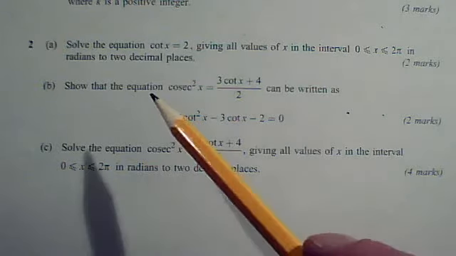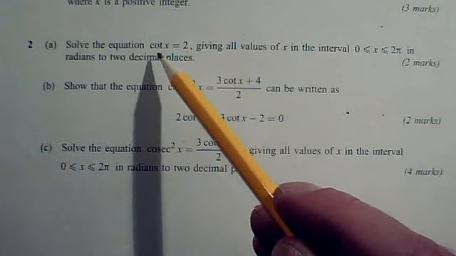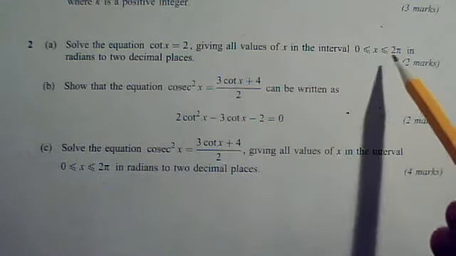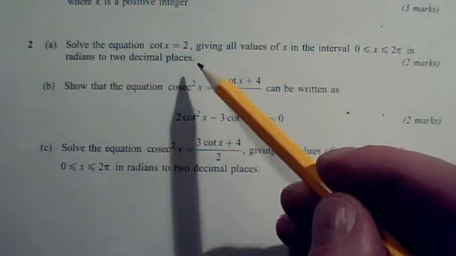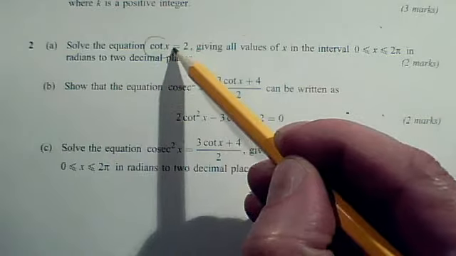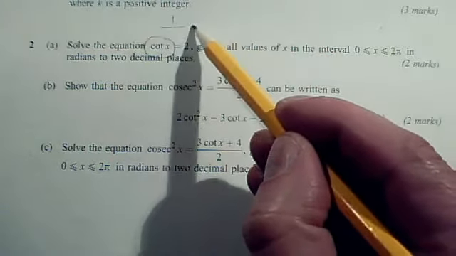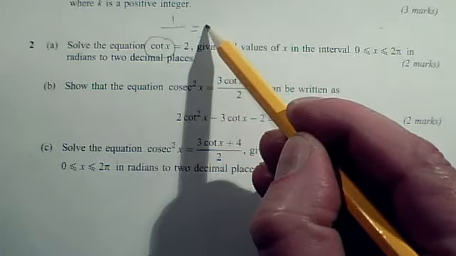Okay, here in question 2, we start off by having to solve the equation cot x equals 2 in this range. This is only one small step beyond what you did in Core 2. You have to remember the definition of cot x. It's the reciprocal of one of the standard trig functions. So 1 over something is going to equal 2.